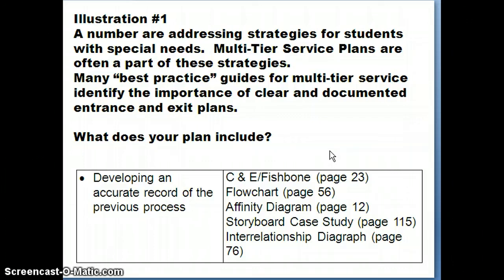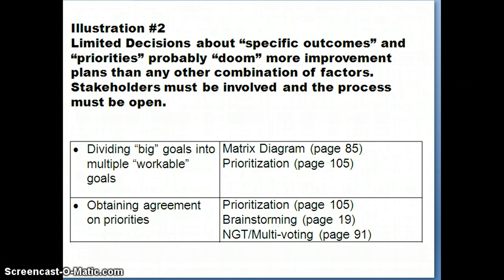Flowcharts, fishbones, all of these tools make it really crystal clear. My experience is this is a really big hotspot problem, the whole issue of dealing with reviewing old strategies or looking at new strategies that have to do with multi-tiered service plans. And that's something I'm going to be looking for if you have this as a part of your process in your plan. Let's go to illustration number 2.